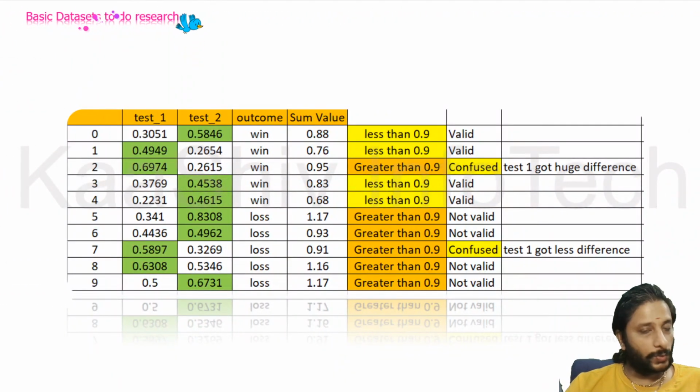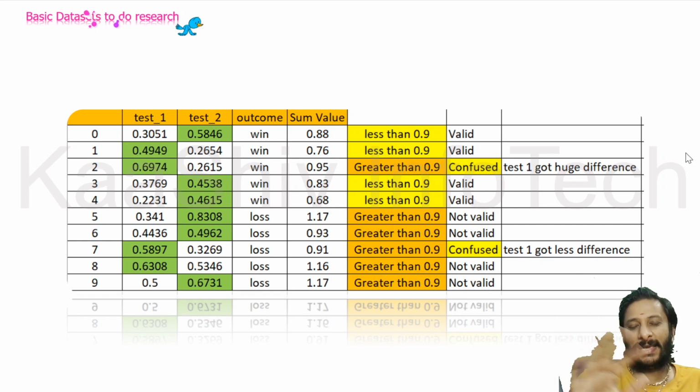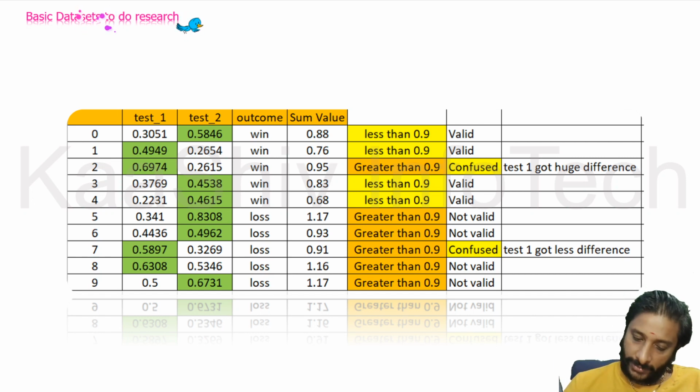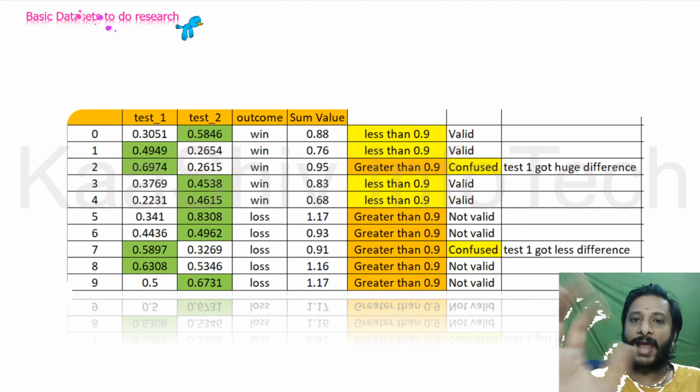Let's do a basic exercise with the data sets. Forget about everything else. You have three columns: test 1, test 2, and outcome. And this is your model. I'm using a model called the sum model. Boundary value analysis is one of the algorithms I'm going to implement here. It should be within the boundary. The boundary value is 0.9.